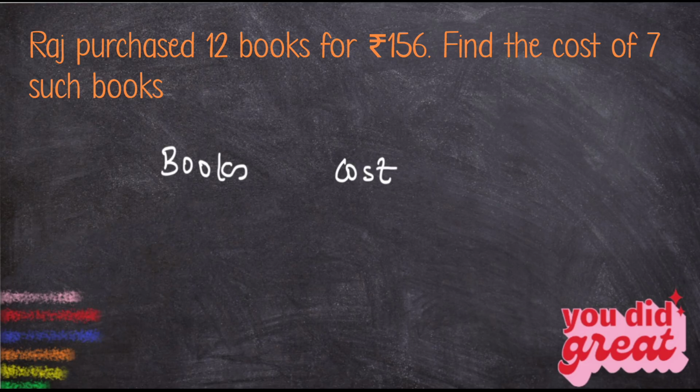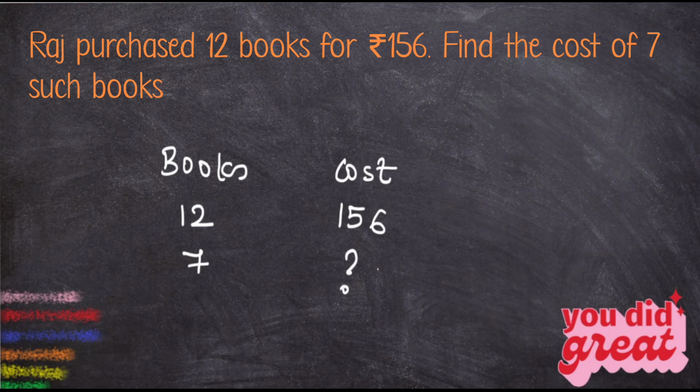So first line it says that Raj purchased 12 books. So Raj, he purchased 12 books at the cost of rupees 156. Now find the cost, means I have to find the cost of 7 such books. So for 7 such books, I have to find the cost. So here what you observe, for books, from 12 he is purchasing 7 books. So you have to find the cost.